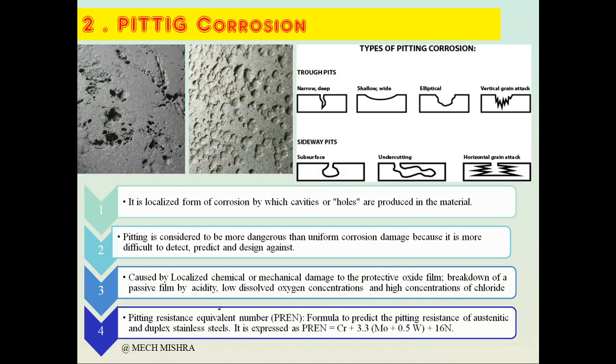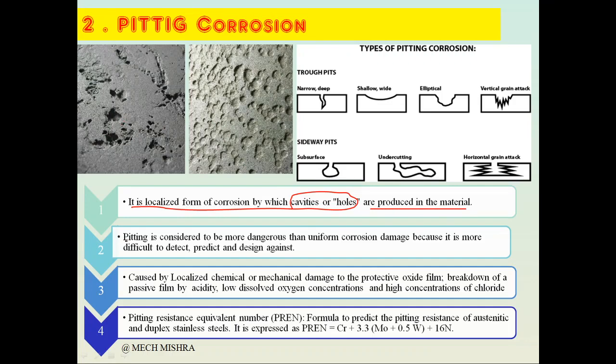Now we will move to the next. The next is pitting corrosion. As the name tells, there will be pit formation on the metal surface, and there will be various types of pits. First we try to understand what pitting corrosion is. It is a localized form of corrosion by which cavities or holes are produced on the metal. That's called pitting corrosion.